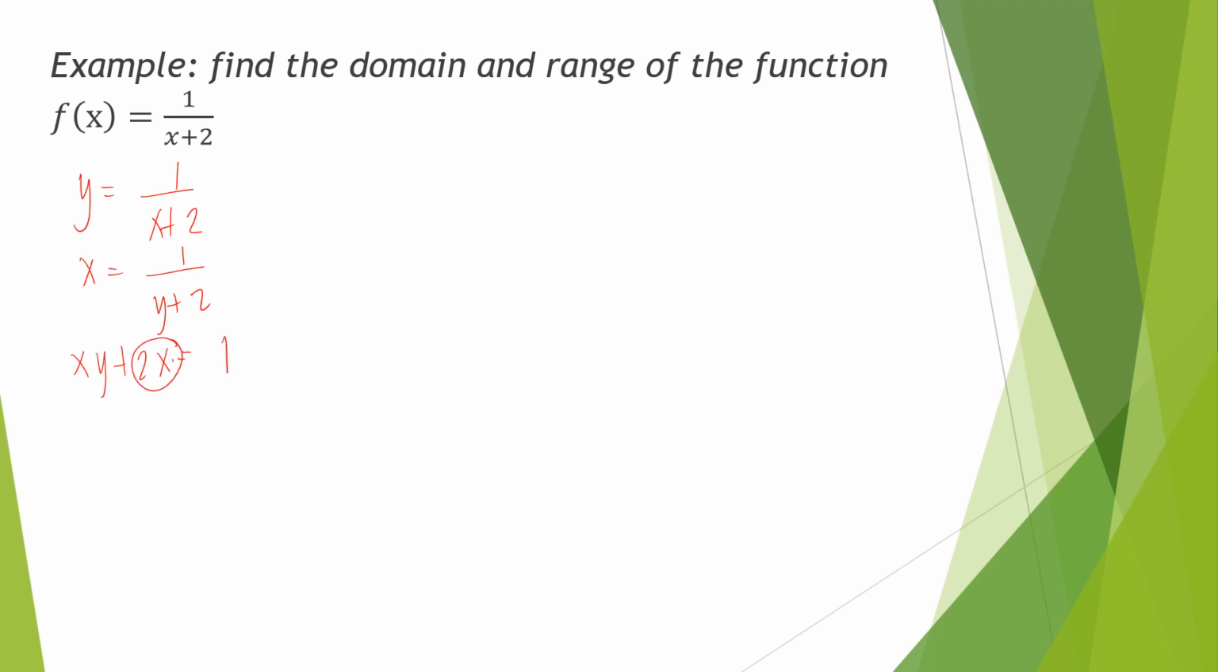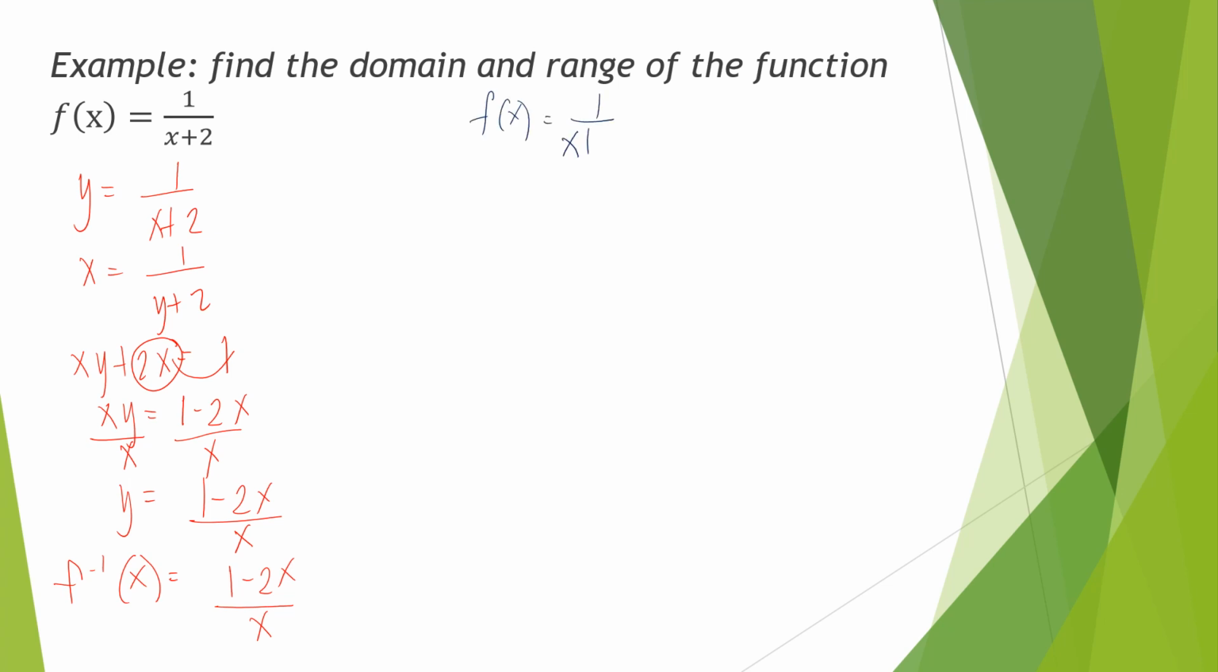So, ilipat natin sa kabila. That is xy is equal to 1 minus 2x. Then, we solve for y, that is, divide both sides by x. So, y is equal to 1 minus 2x over x. Okay, for the inverse, that is f raised to negative 1 of x is equal to 1 minus 2x all over x. Okay. So, for the domain and range, for the original, that is f of x is equal to 1 all over x plus 2.